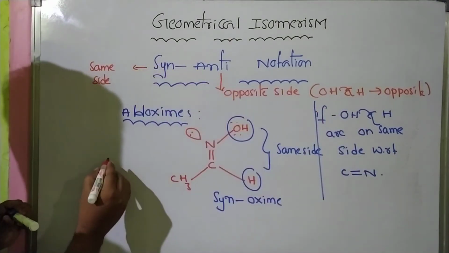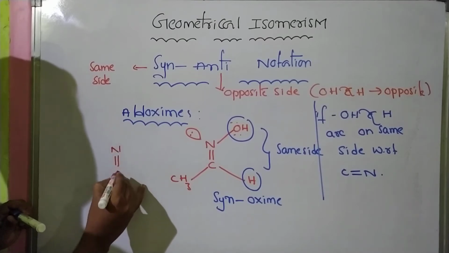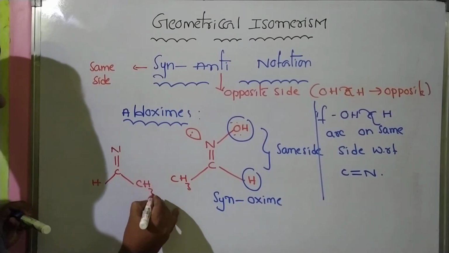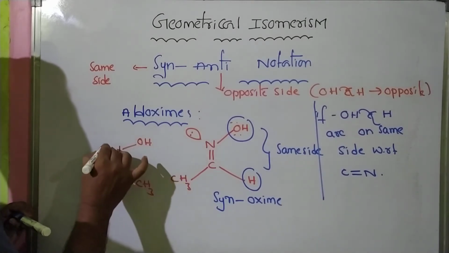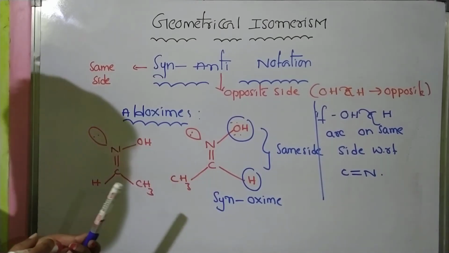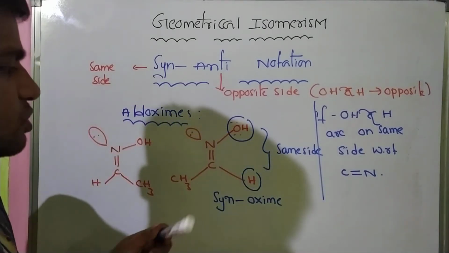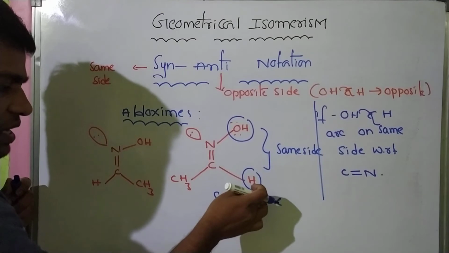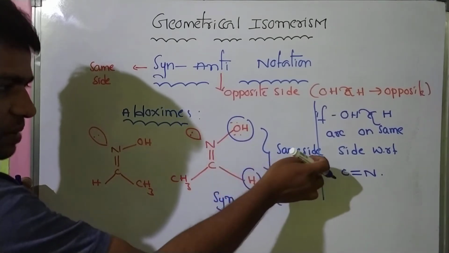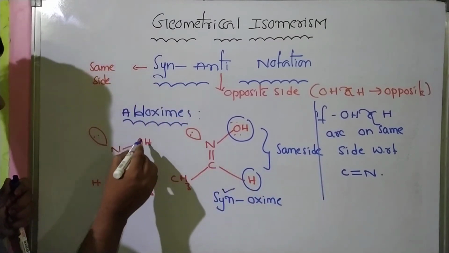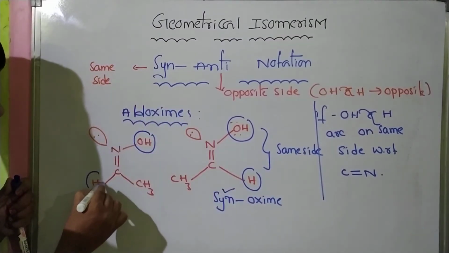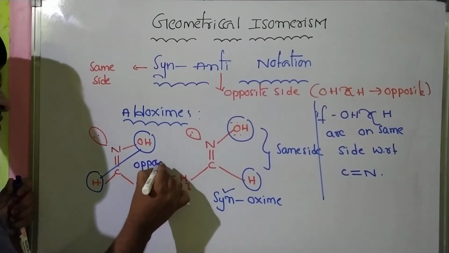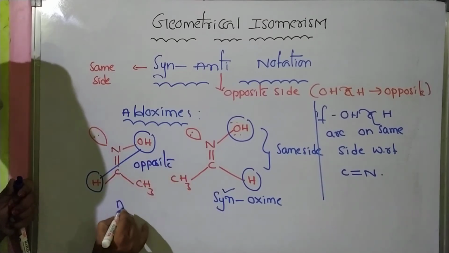Now the isomer is C double bond N. This side hydrogen, this is the methyl group, this is the hydroxyl group, this is the lone pair. See students, by careful observation of these two compounds we get one conclusion. Here the OH group and the hydrogen in this oxime are on the same side, so it is called syn isomer. But in this case, the OH and the hydrogen are on opposite sides, so it is called anti-oxime.